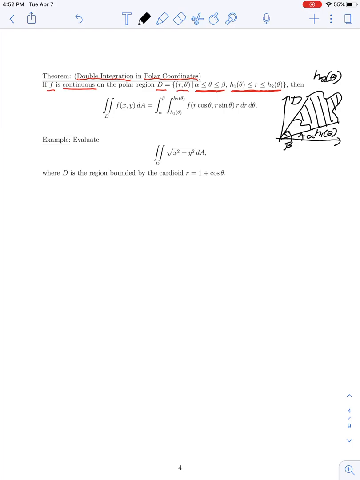And to evaluate the double integral of a function over that region, we could set this up as an iterated integral of the function f of xy, where x and y are replaced by r cosine theta, r sine theta, where the inner integral with respect to r can range from the function h1 of theta to h2 of theta, and the outer integral with respect to theta would range between the constants alpha and beta, and where our differential of area is again given by r dr d theta.